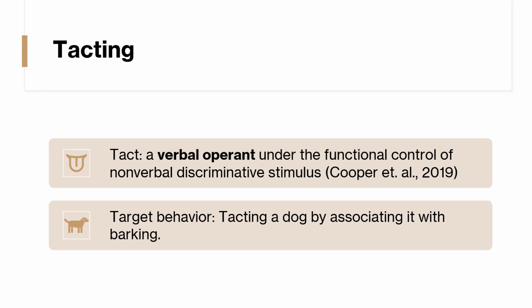So to define tacting real quick, a tact is a verbal operant under the functional control of a non-verbal discriminative stimulus. The specific target behavior that we are working on is tacting a dog by associating it with the sound of barking.